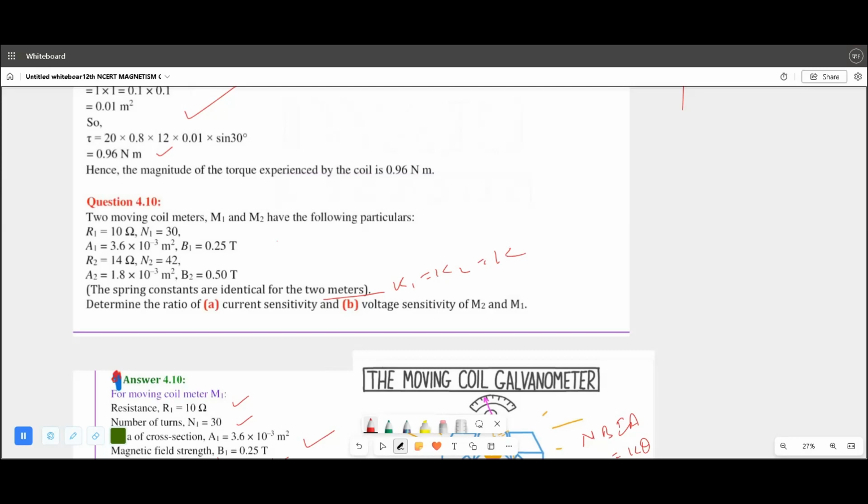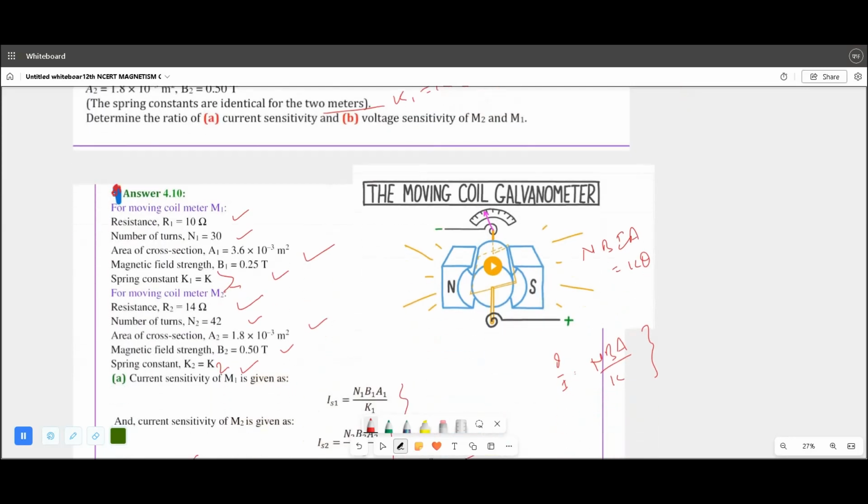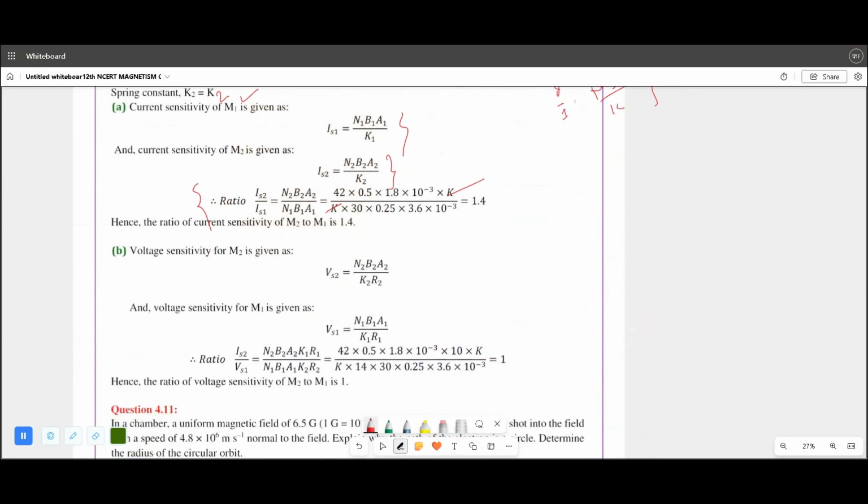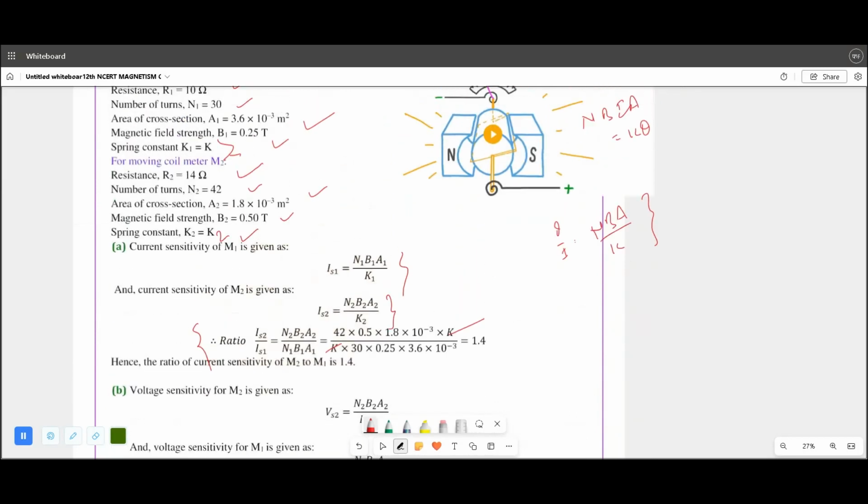Okay, so next is voltage sensitivity. First of all we are solving for the ratio of the current sensitivity. If K cancels out, it becomes N1 B1 A1 by N2 B2 A2, right? So IS2 by IS1 will be N2 B2 A2 by N1 B1 A1. Very simple. So you got 1.4 here.